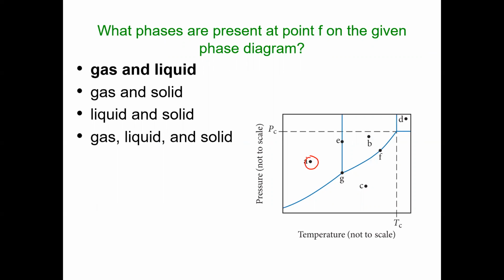Now, if I was at point A, I would only have a solid. Point C, I would only have a gas. Point B, I would only have a liquid. D, I've passed the critical point, so I would have the supercritical fluid. E, heat of fusion, solid and a liquid. G, triple point, solid, liquid, and a gas. So it's really easy once you understand the phase diagram to identify what happens.